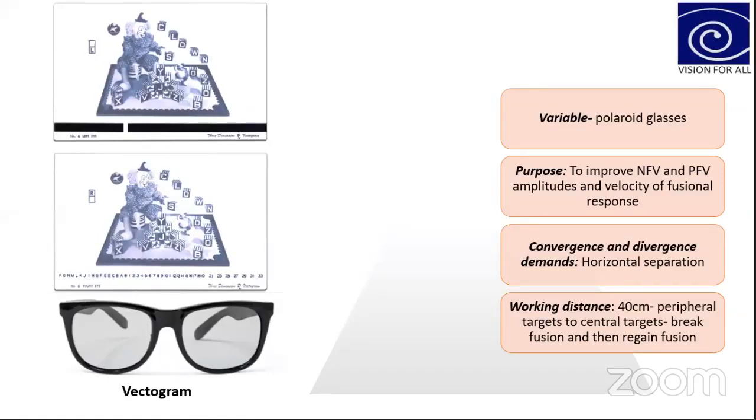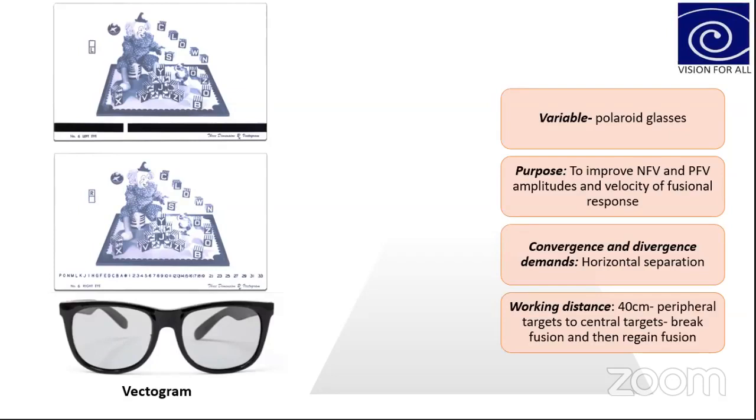In vectograms, we use polarized glasses. The vectograms and the anaglyphs are used to improve the fusional vergence amplitude. Both these therapies are used to improve your fusional vergence amplitude, that is your positive and negative fusional vergence, and also they help to improve the velocity of fusional vergence.